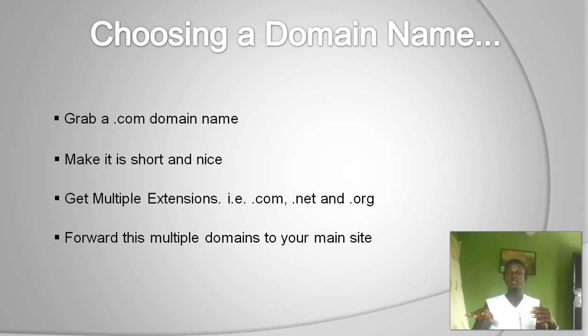And what to do with the rest of the extensions? Let's say for instance this is your main site, like johndoe.com, and you register johndoe.net and johndoe.org also. What to do, my friend, is you forward johndoe.net to johndoe.com. So when people enter johndoe.net, it will redirect them to johndoe.com. When people enter johndoe.org, it will automatically redirect them to johndoe.com.